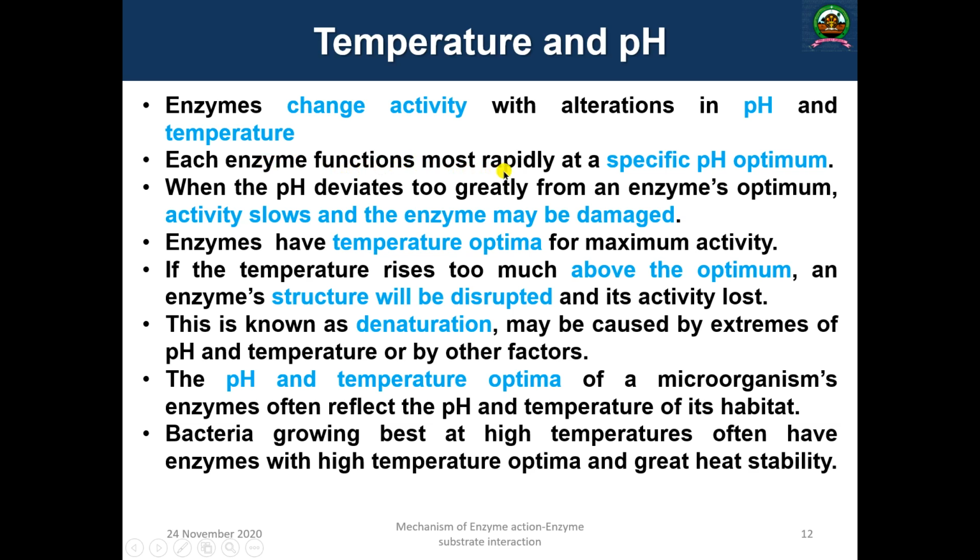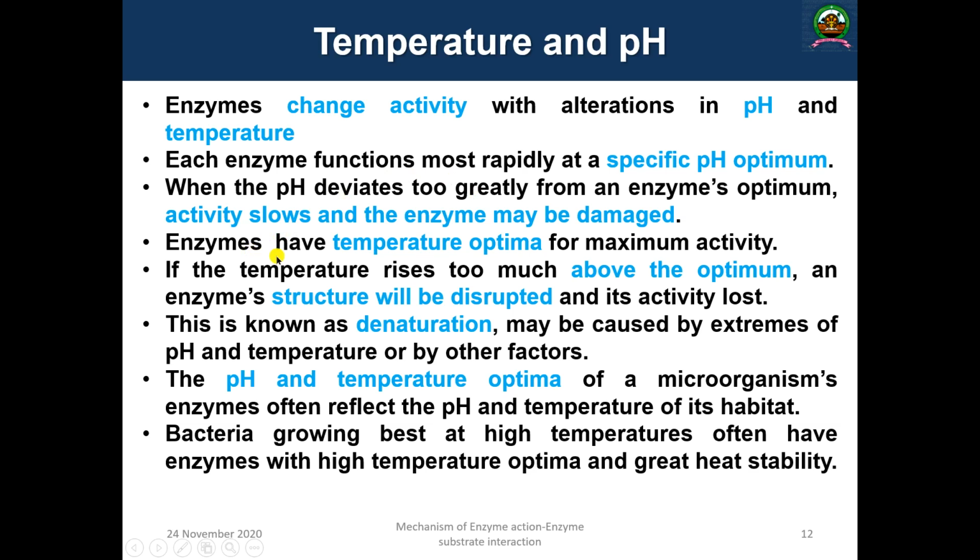Each enzyme functions most rapidly at a specific or optimum pH, and above or below that level it will not function. When the pH deviates greatly from an enzyme's optimum, the activity is lost and the enzymes may be damaged. If the pH increases and becomes alkaline, what will happen? The enzyme will not bind, and there will be a decrease in enzymatic activity.